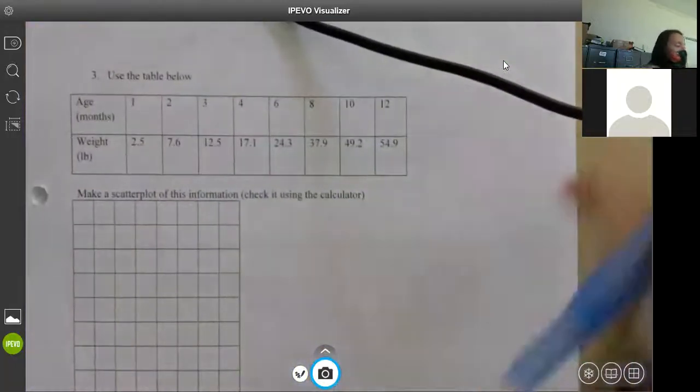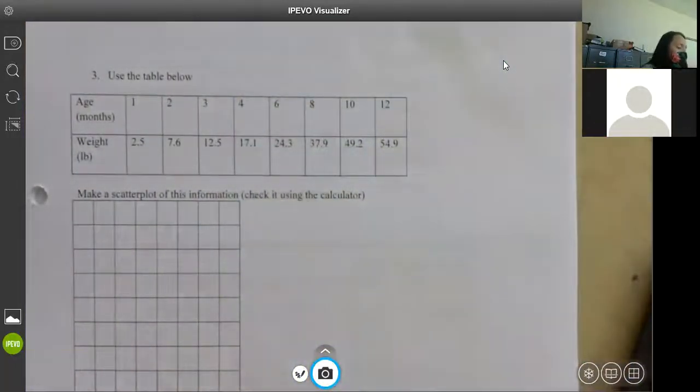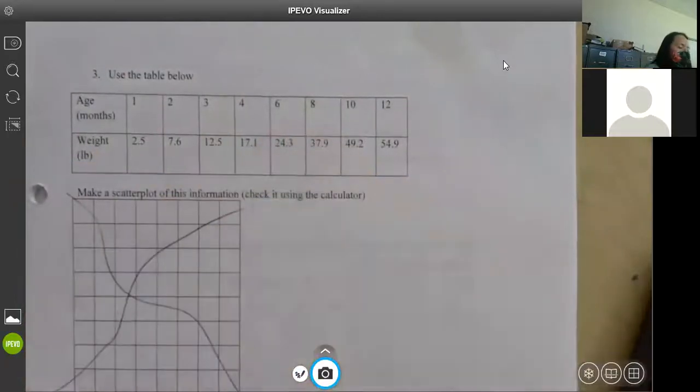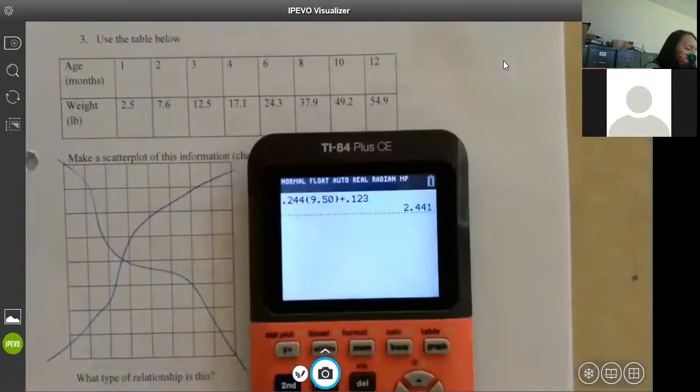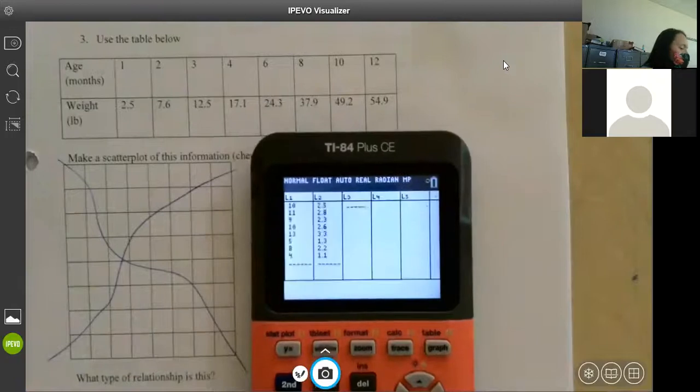Look at your next chart. I don't know why these notes are so crazy. It's okay. We're going to put our next chart in. Again, you don't have to make the scatter plot. We're not worried about that. We're going to go back to stat and edit.